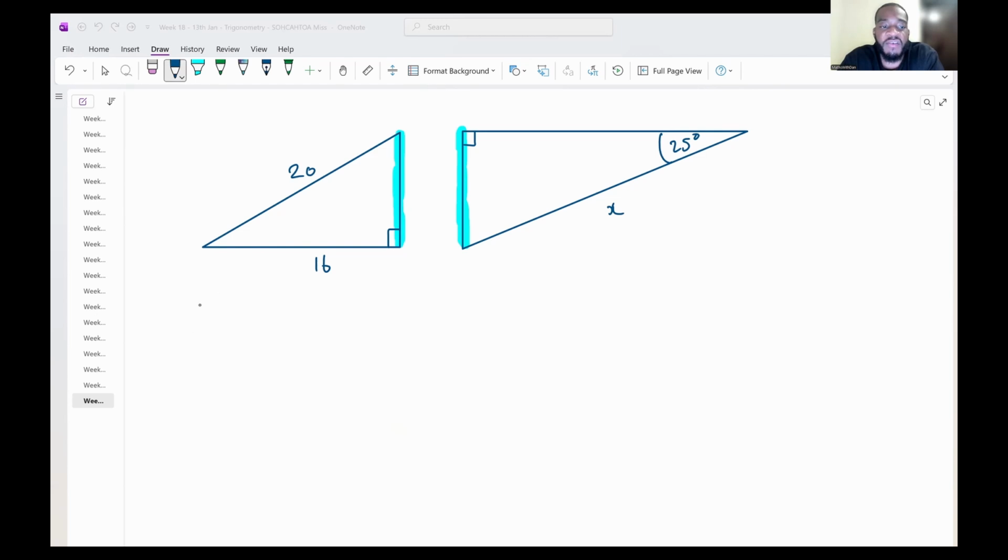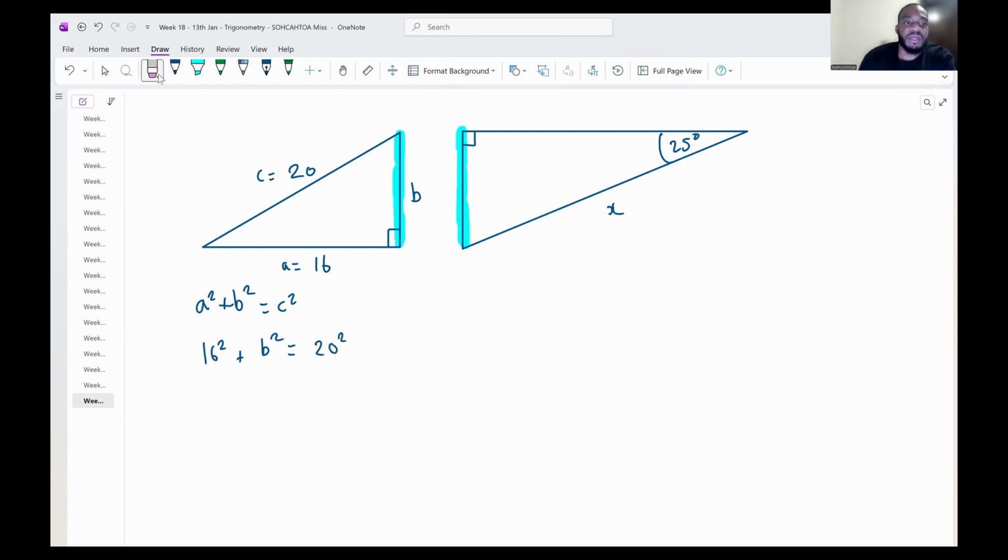So remember the formula for Pythagoras is a squared plus b squared is equal to c squared. Call this one A, we'll call this one B, and we'll call this one C. It's going to be 16 squared plus b squared is equal to 20 squared. My handwriting is really bad, isn't it? So let me do that again. It's going to be a squared plus b squared is equal to c squared. I'm writing it again, apologies. It's going to be 16 squared plus b squared is equal to 20 squared, like that.